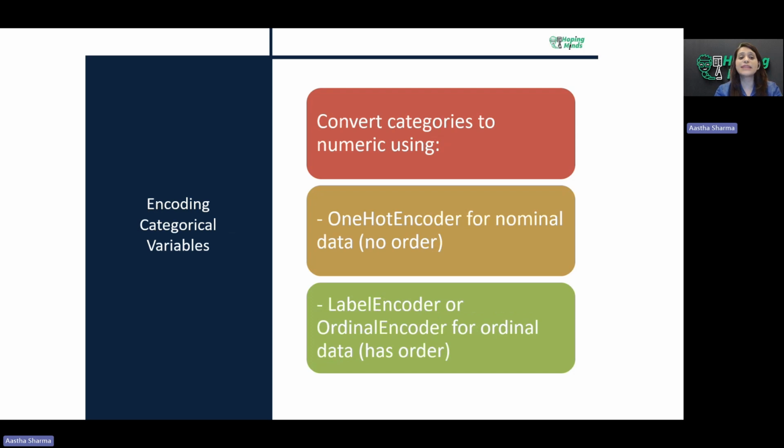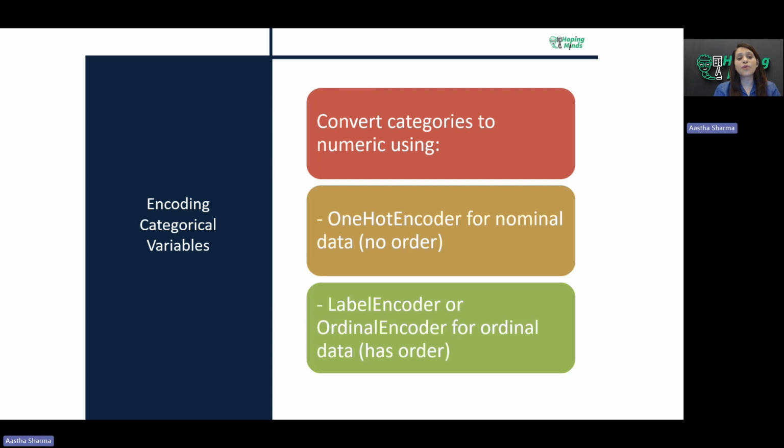Moving to the next one, that is called encoding categorical variables. Machines don't understand text like red, blue, high, or medium. We need to convert these into numbers. For example, OneHotEncoder is great for categories with no order, while LabelEncoder or OrdinalEncoder is useful when categories have an order, or you can find certain patterns in it.